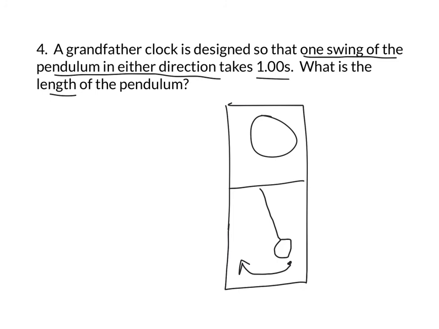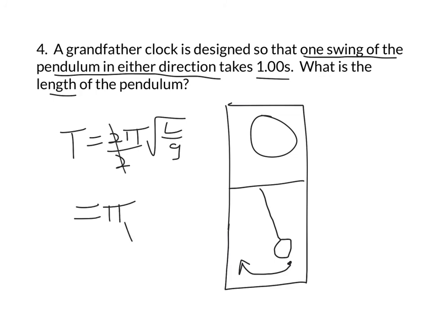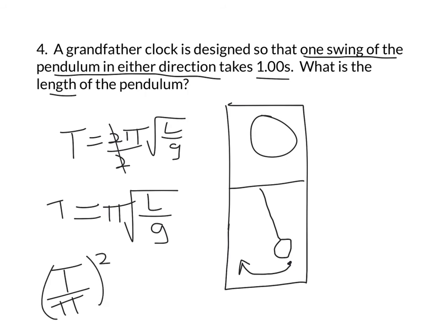Period of a pendulum. So we have a period of a pendulum is 2 pi square root of L over g, but we're doing half a period, so we got to divide it by 2. So that would cancel. So the period of this pendulum will be equal to pi times square root of L over g. Let's solve that for L. So I'm going to divide by pi. I'm going to square everything. And I'm going to multiply by g. And that should equal L.